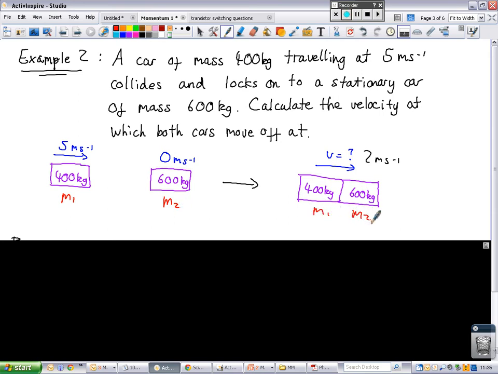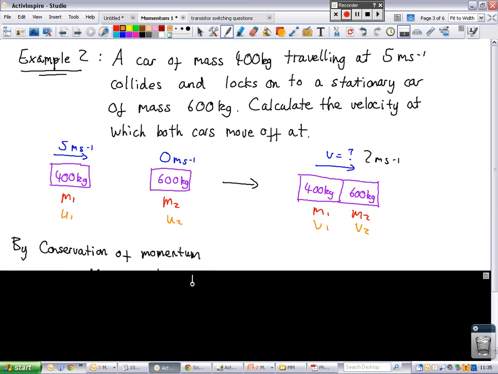Same goes for after the collision as well. And we also decided that they would have different speeds. So for initial speed we use u: this would be u1, this would be u2, this would be v1 and this would be v2. v1 and v2 are the same here, they're equal to each other because they're both moving off with a common velocity. But just for argument's sake we labelled them as so. So that allows us to not get confused between which speed is which and which mass is which.